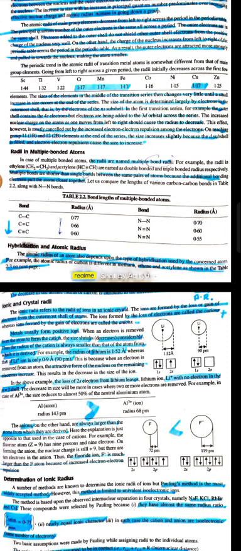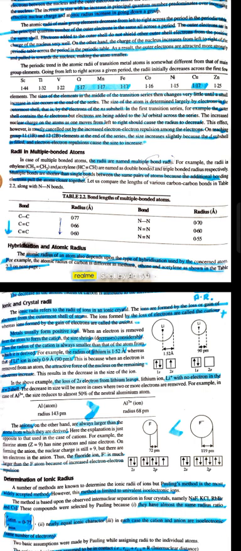Let's start with radii in multiple bonded atoms. In case of multiple bonded atoms, the radii are named as multiple bond radii. For example, the radii in ethylene and acetylene are named as double bonded and triple bonded radius respectively. Multiple bonds are shorter than the single bonds between the same pairs of atoms because the additional bonding electrons pull the atoms close together.